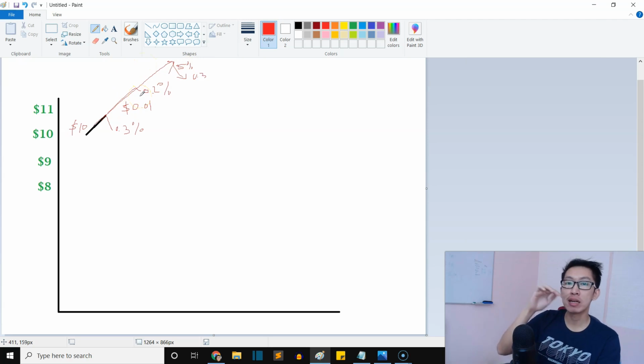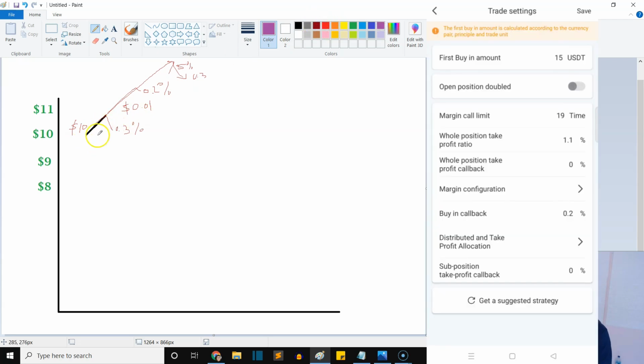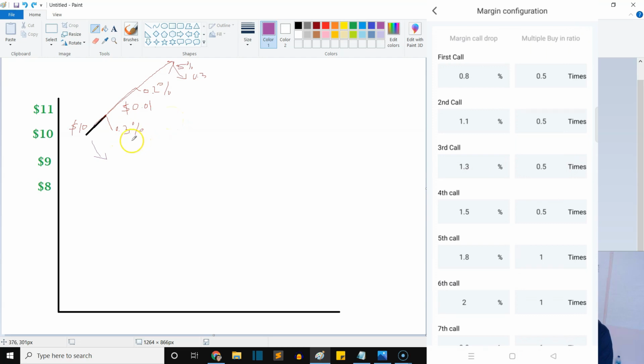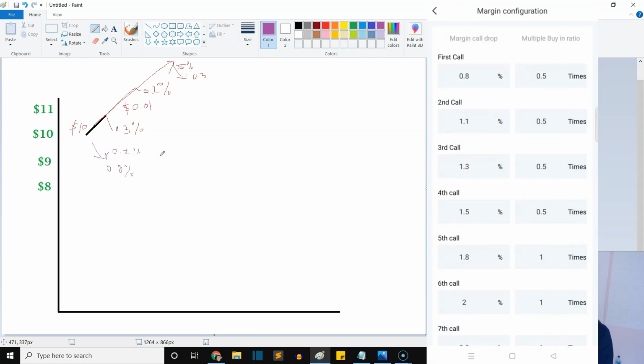Now this is when the market is in the uptrend. What happens if the market is in the downtrend? Now for the downtrend, guys, you can see that just now our margin call configuration, the first call is 0.8%. So if the market is down by 0.8%, and then you can see buy-in callback 0.2%, if it goes up a little bit by 0.2%, it will buy. It will buy at the multiple buy-in ratio 0.5 times of your first buy amount, your FBA.